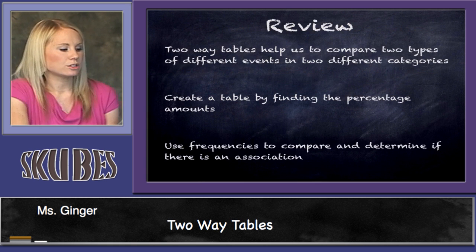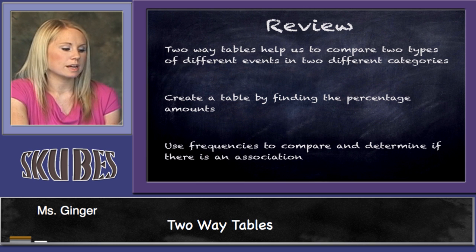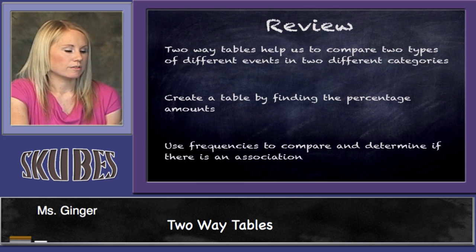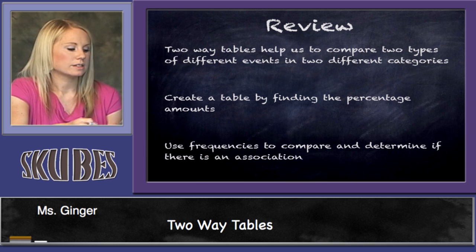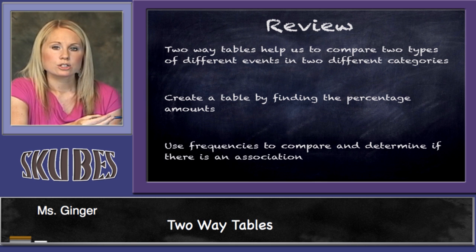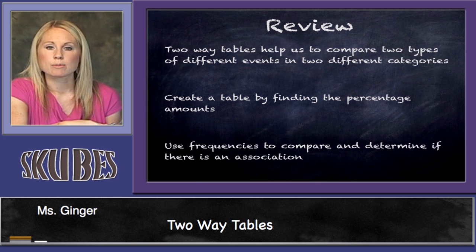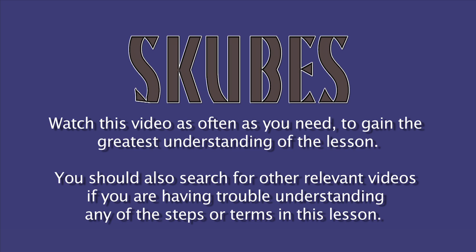So let's review a little bit. To make a two-way table, you're going to have two categories and two different events. To find the percentage or the amounts to put in your table, you're going to take the percentage times the total.